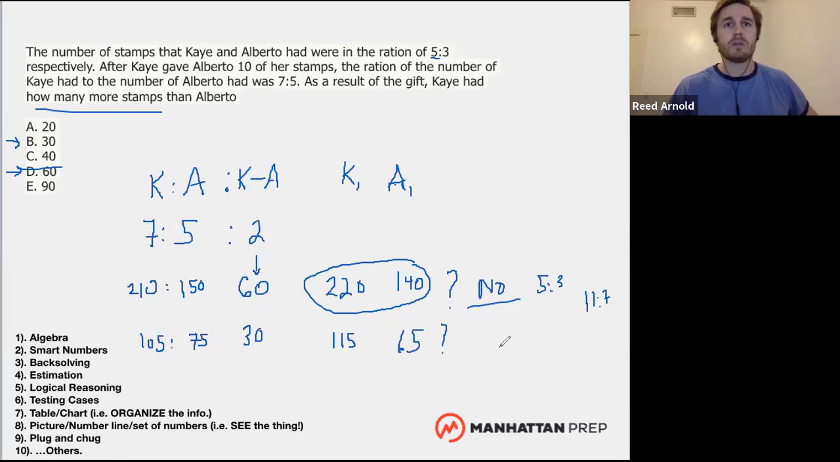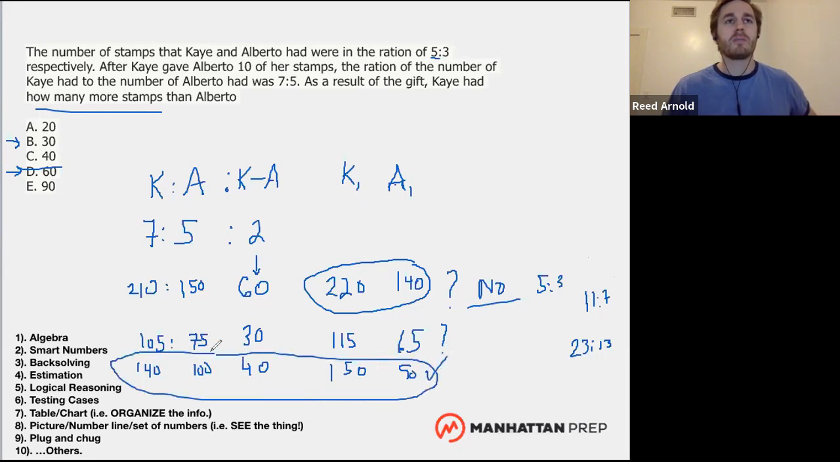Is this 5 to 3? No, it's not. It's 23 to 13. Okay. Seems like we've gone too far. That's a little bit tough for me to gauge right now. I might just plug and chug. Say 40, which would be then 100 and 140, which before would be 150 and 90, and that is 5 to 3.